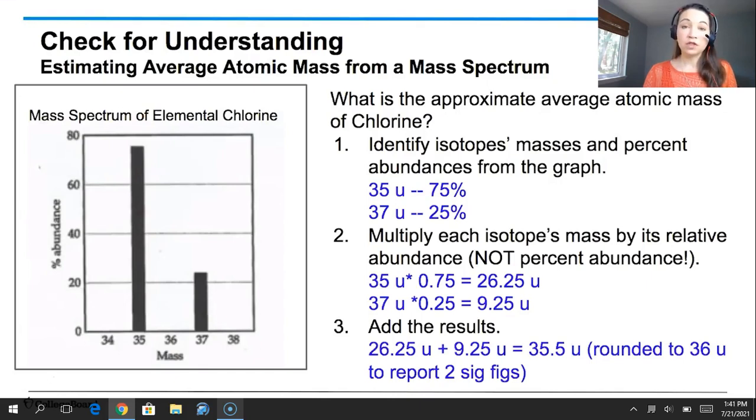We'd round to 2 sig figs because the precision of our graph over here on the y-axis is very low, and that would give us 36 atomic mass units. And if you look on your periodic table, the atomic mass of chlorine is 35.45 AMUs. So we did pretty good considering, again, the low precision of our graph.